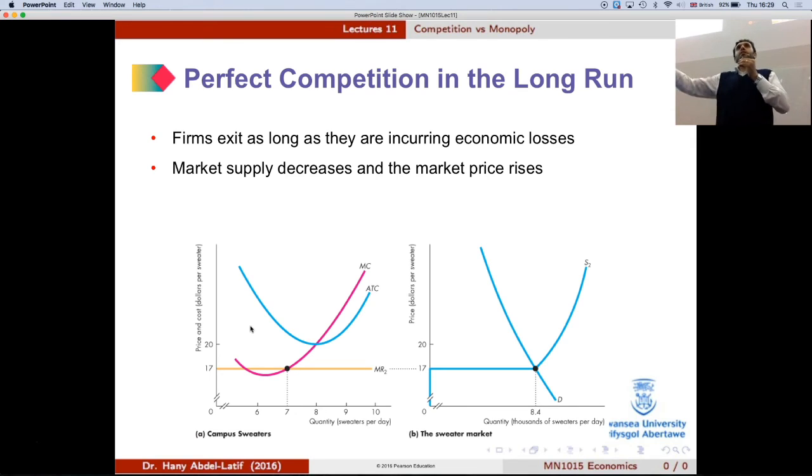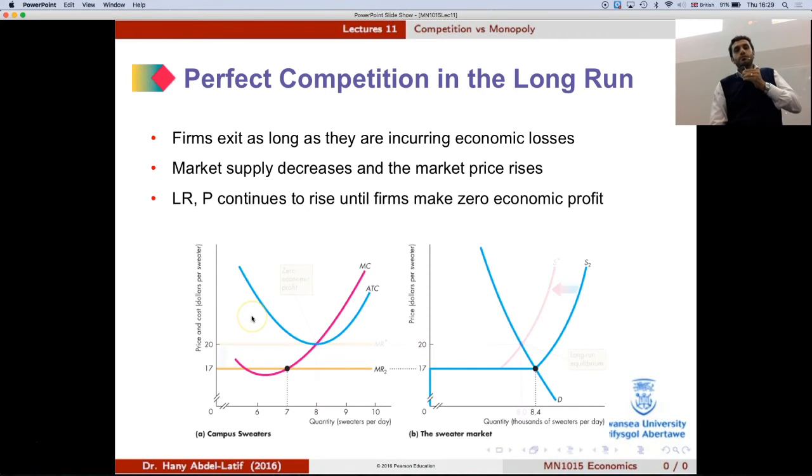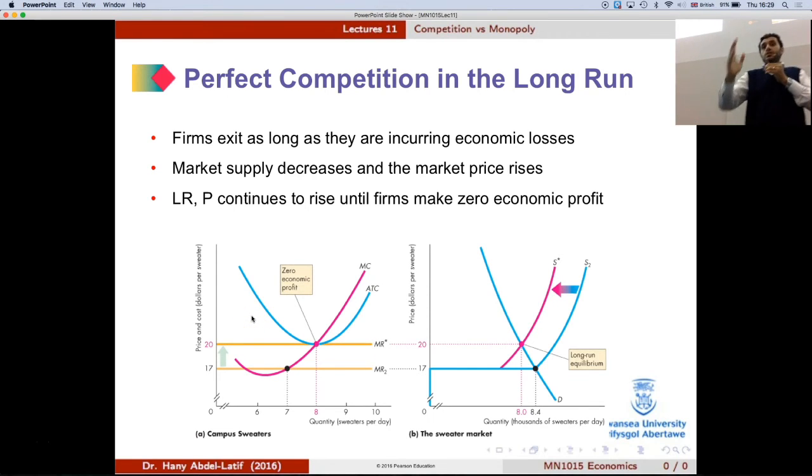How is this going to affect the price? When firms exit the market, the supply curve will shift. Is it going to shift to the right or to the left? To the left, exactly. So when more firms exit the market, the supply curve will shift to the left. Now we have a new equilibrium point. So the new price now in the market is 20. We are back now at that point where economic profit equals 0.